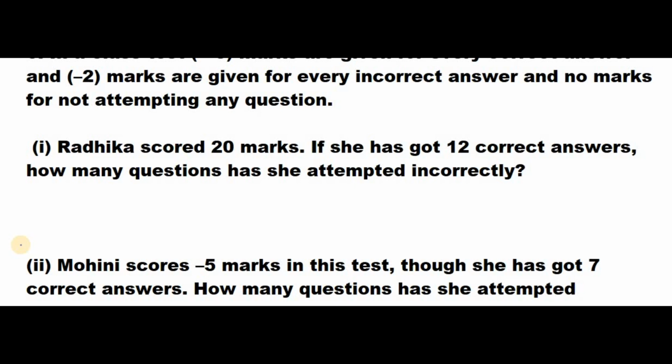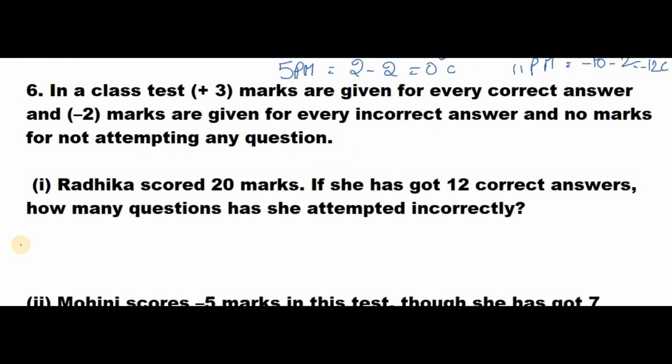Radhika scored 20 marks if she has got 12 correct answers. How many questions has she attempted incorrectly? Okay, so here he has given it in another manner. Total how many questions are there here? Because he didn't give anything. Okay, just a second. First of all we'll write the information, what information he has given to us, and then we'll try to solve this step by step.